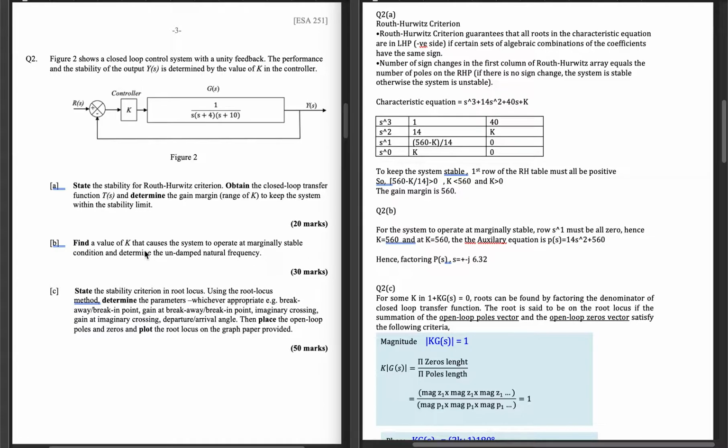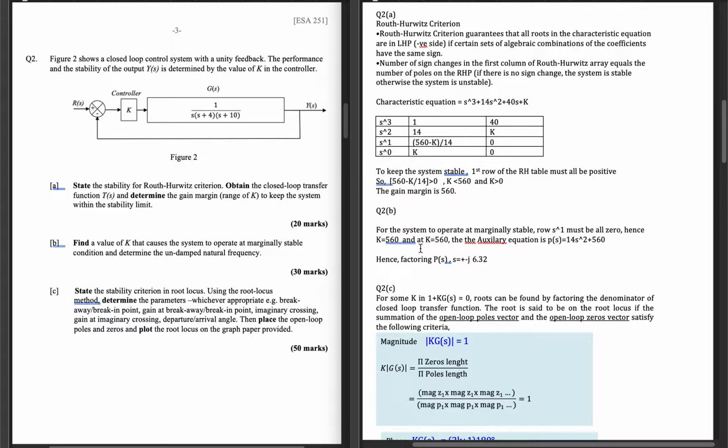Let's move on to question B. Find a value of K that causes the system to operate at marginally stable, right? And determine the undamped natural frequency.